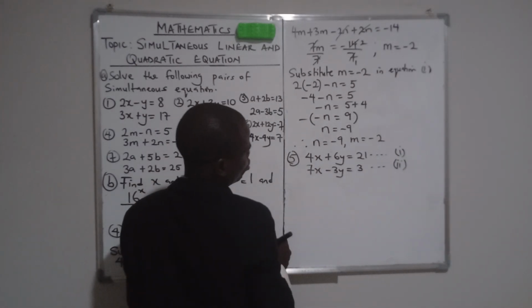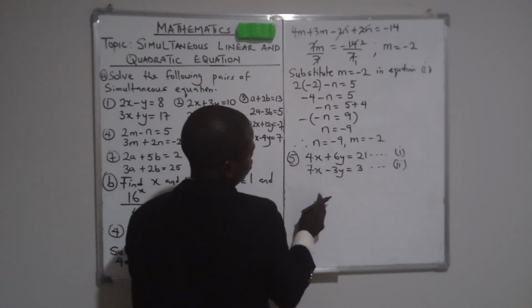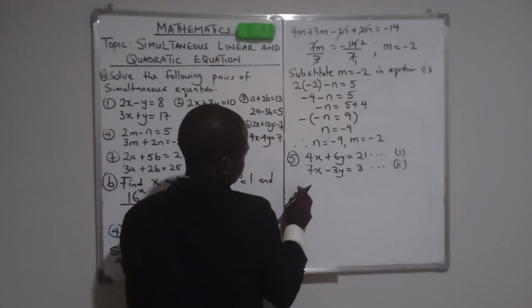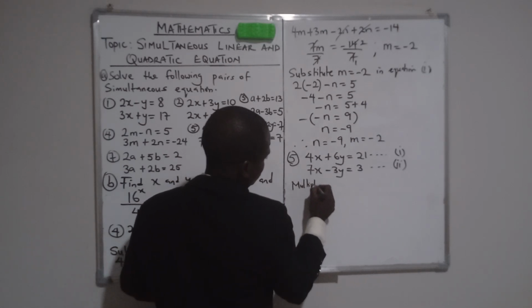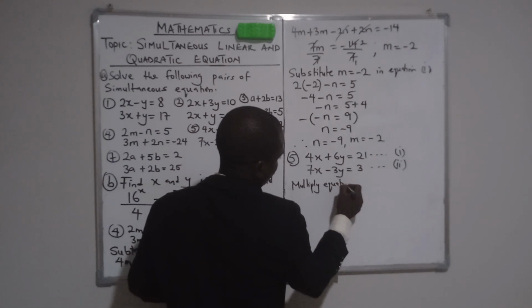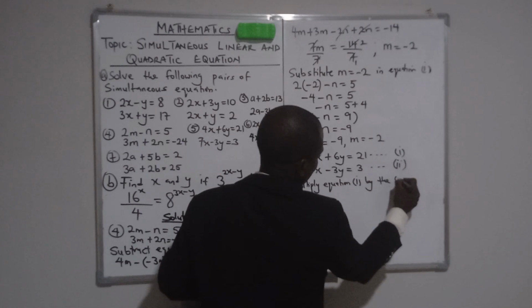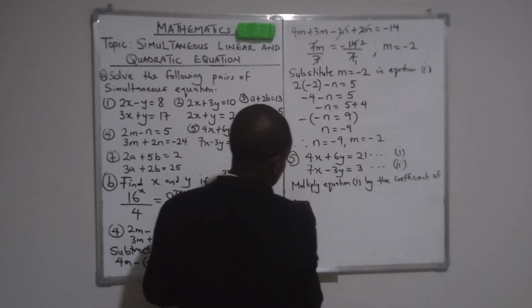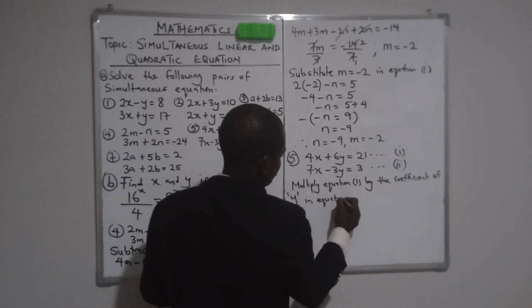In this case, I want to multiply. See that none of them are the same. I'm picking the coefficient of y. If you like, you can pick 4 or 7. But now I want to use this. Multiply equation 1 by the coefficient of y in equation 2.